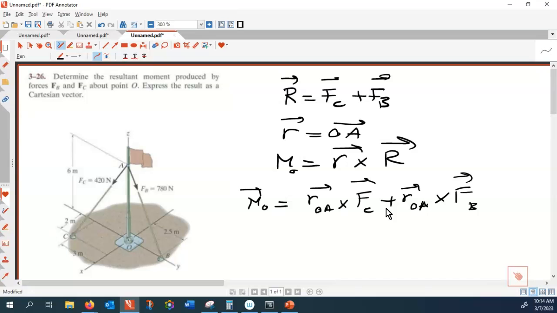Why R OA? Because the position vector for FC, how many options we have for FC? The position vector could be OA, could be OC, right? These are the points we have, which we have coordinates. Any other point could have been. And for the FB, the options are either OA or OB. So OA is shared between both of them. So that's why we use OA.